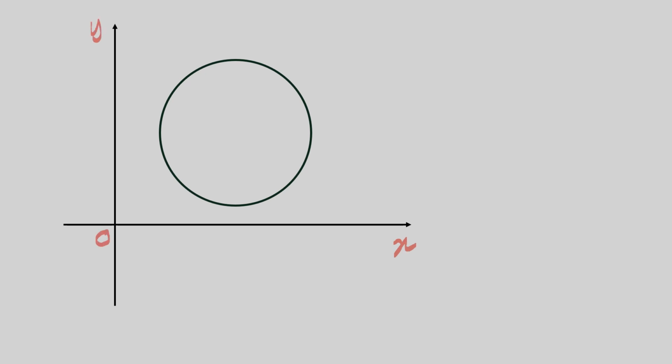So a circle, what determines the size of the circle? The radius. And a circle has a center. So let's call this center of the circle (a, b). It means that the x coordinate of this point is a, and the y coordinate of this point is b.